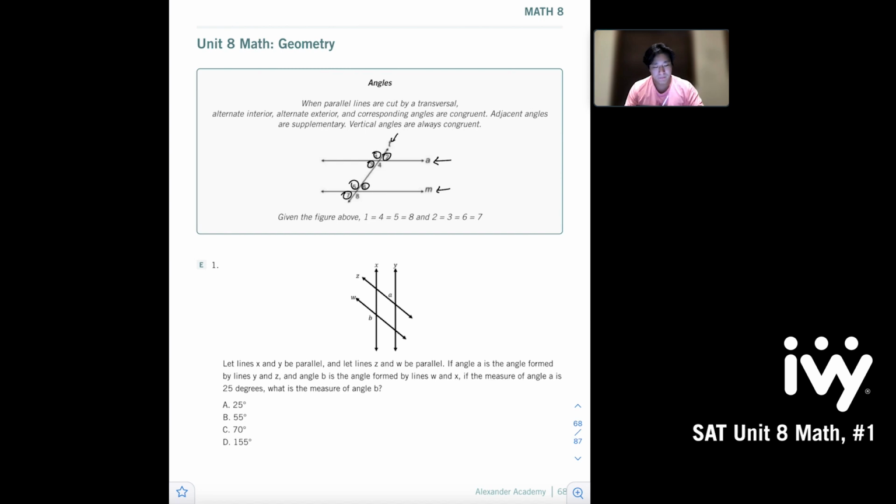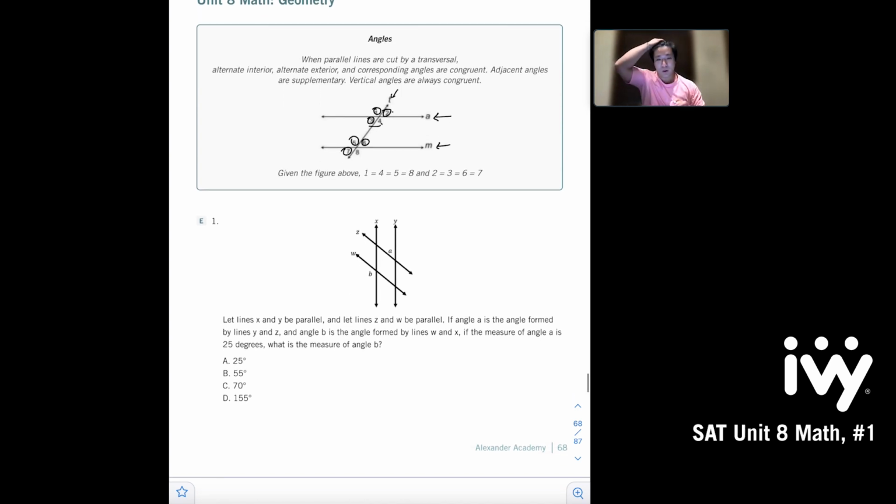Those will be congruent. Adjacent angles are supplementary, so angles like 3 and 4 are supplementary, and vertical angles are always congruent. Vertical angles would be something like 1 and 4 or 2 and 3, angles that are opposite one another. So in the figure above, we see that 1, 4, 5, and 8 are equal, and 2, 3, 6, and 7 are going to be equal.